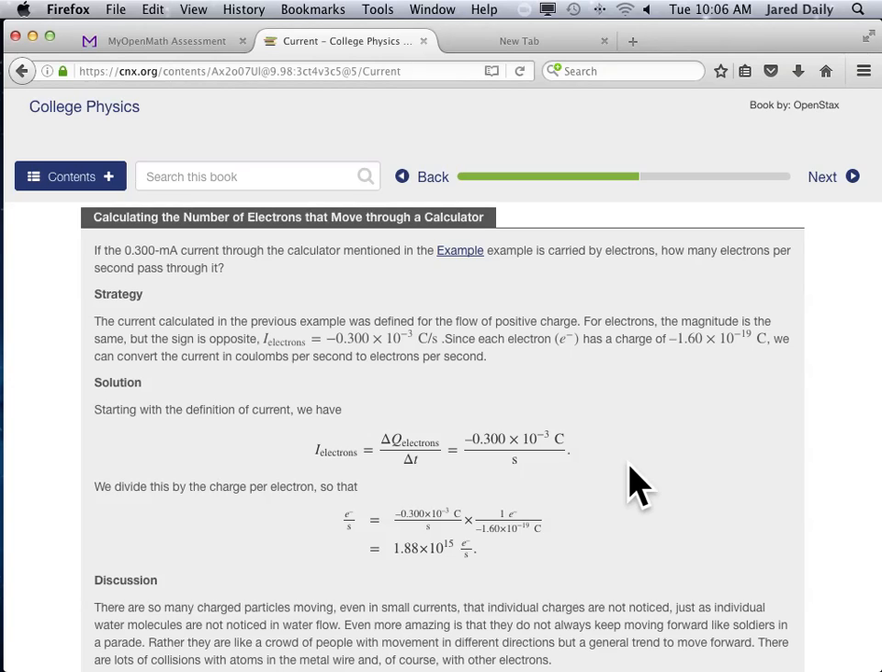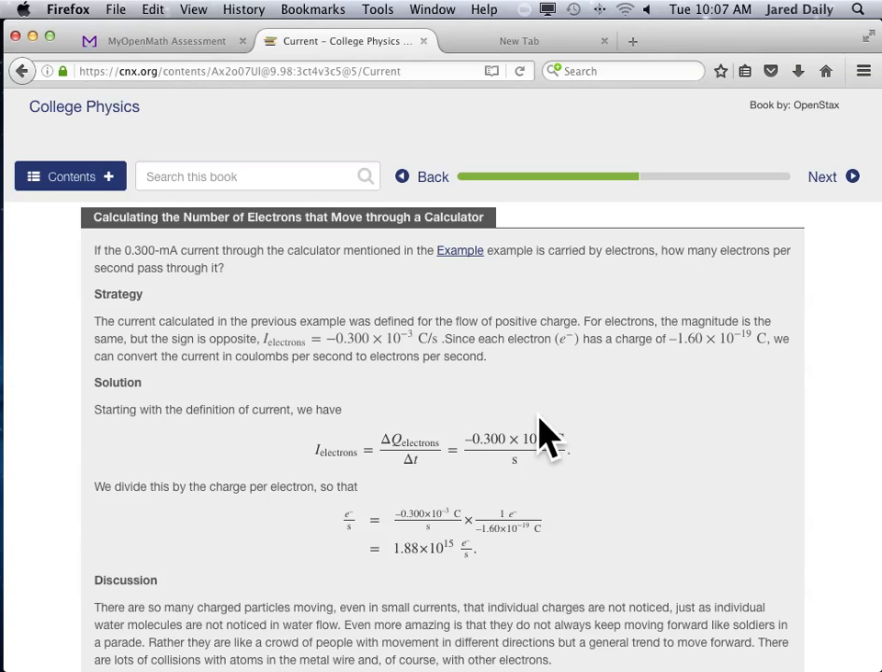So here's another example. We have a 0.3 milliamp current going through a calculator, and we want to know how many electrons are passing through this calculator each second. And we use this definition of current. The current equals delta Q over delta T, but now we're going to talk about the change in Q of the electrons. So we're going to actually put a negative sign on this, and this will change the answer for us a little bit.